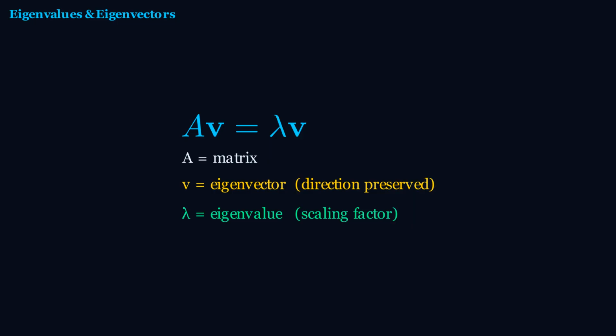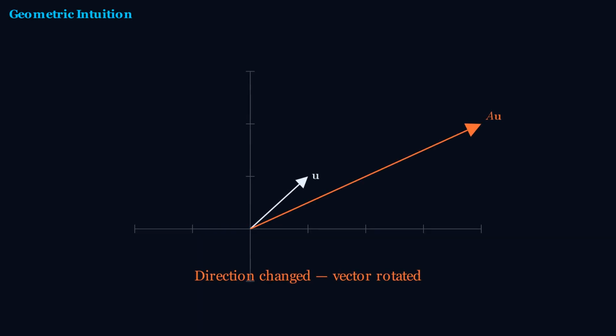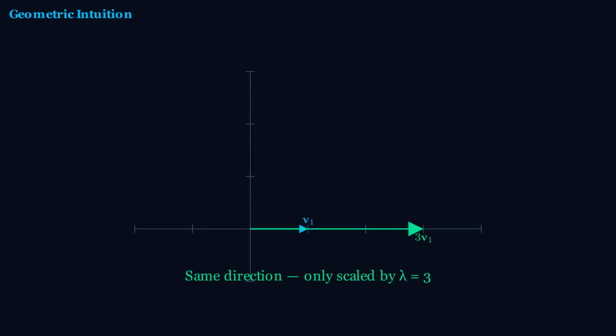dynamical system ever studied. Picture the matrix A acting on the plane. For a generic vector U, the output A times U points in a completely different direction. The matrix has rotated it, changed both its length and its orientation. This is the normal behavior of a matrix. Most vectors get rotated. Now try the special vector V1, which has components 1 and 0. Multiply A times V1. The output is 3 times V1, exactly 3 times the original vector, in the exact same direction. No rotation, only scaling. We call this vector an eigenvector with eigenvalue 3.